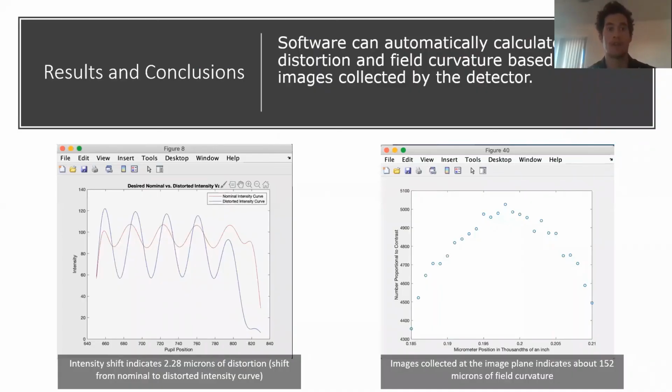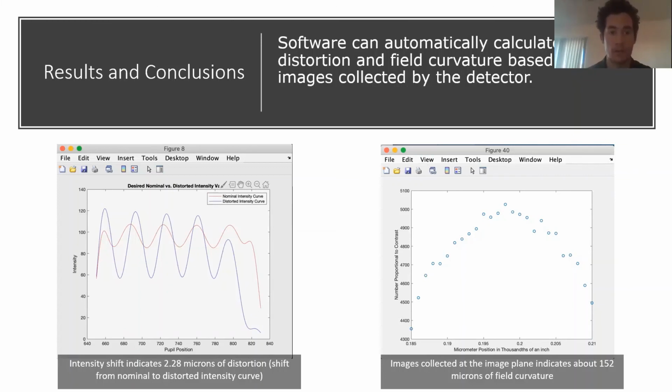So here are the results we obtained from our software we wrote. The point here is that our software can automatically calculate distortion and field curvature based on images collected by the detector. The image on the left shows an intensity plot that shows how the nominal, which is an undistorted intensity curve, is shifted from the distorted intensity curve. This shift gives us the amount of distortion present in the lens. We test the lens to have 2.28 microns of distortion.